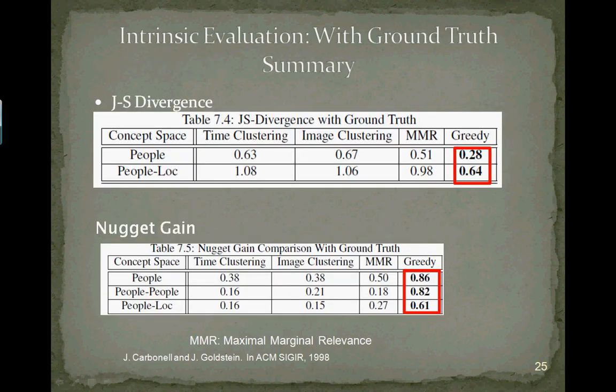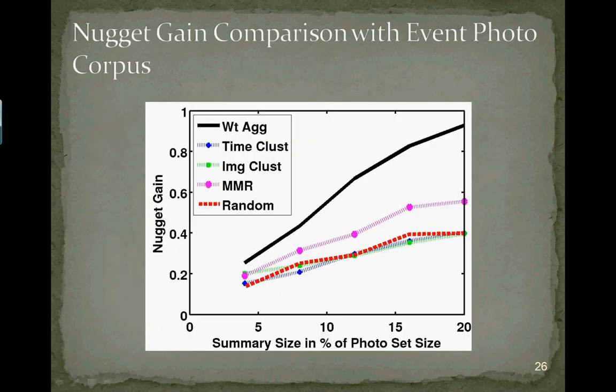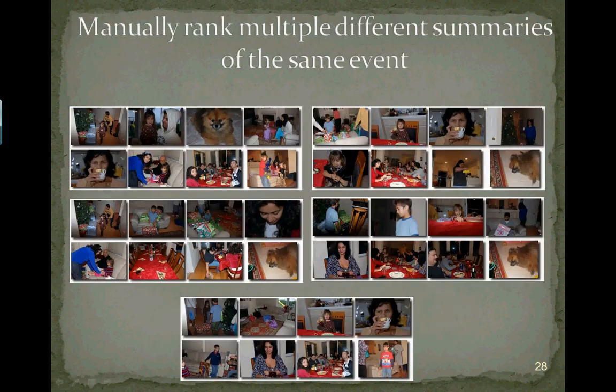Jensen-Shannon divergence is used to measure the distance between two photo summaries. We find that the greedy summary is least distant from the ground truth. We also define a recall-based metric, nugget gain, to compare the important concepts present in two photo summaries. Greedy summary performs better for this metric too. For details, please see the paper. We also use nugget gain to compare summaries at different sizes with the original corpus. Here also, greedy weighted aggregation performs well.